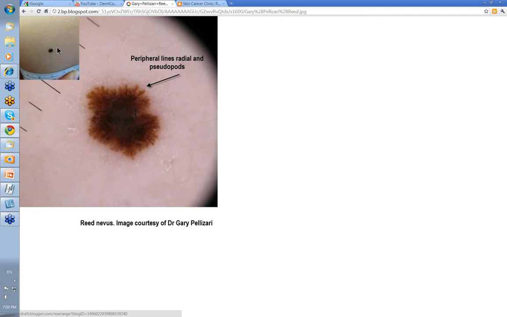There's the dark black lesion here. You stick your dermatoscope on it. Peripheral lines radial, but with a lot of pseudopods, thickened areas, thickened knobs at the ends of stalks that are connected to the body of the lesion. So that's a very typical appearance of a reed nevus. What about the others?